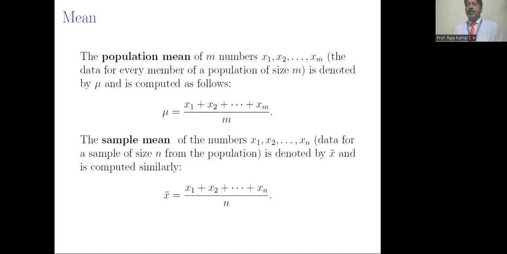And here there is a slight change in the formula. We do the same procedure, x1 plus x2 until xn. For the sample mean, we represent the count with n. If it was the population mean, we represent it with m, divided by n. So this is how to find the mean value of the total population as well as the sample mean.